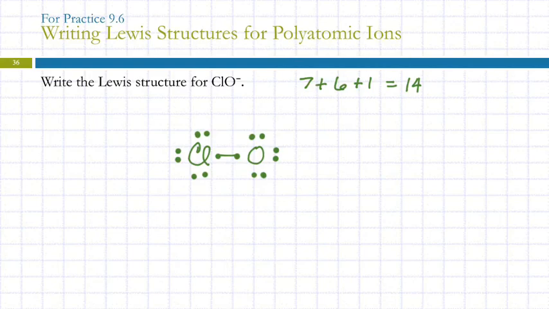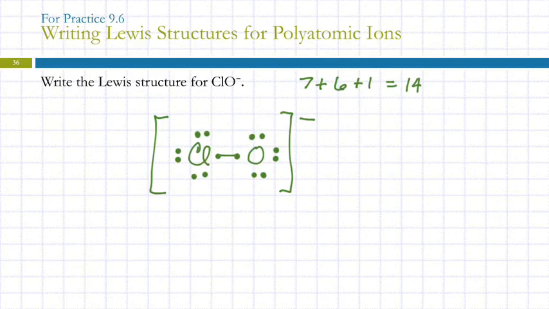It's not complete, though. We need to put brackets and indicate the charge. Because there's another thing that's ClO without a charge, chlorine monoxide, that's a molecular compound, and that only has 13 electrons, not 14. So we've got to put the charge on there so people don't think we're drawing the wrong thing.